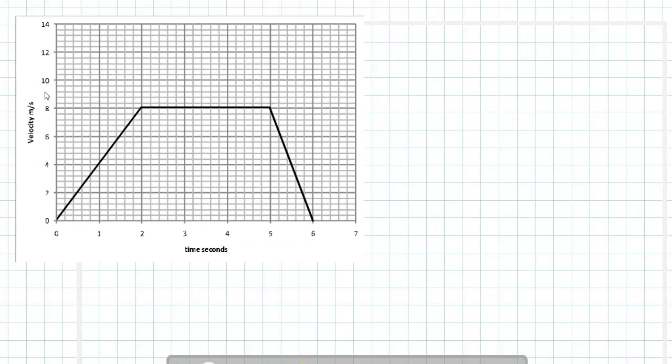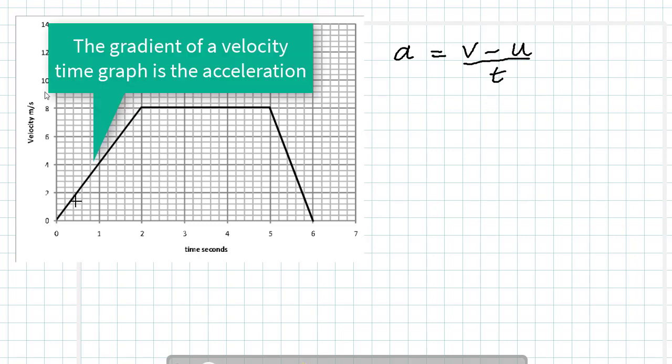One of the most important things we can get from a velocity time graph is the acceleration of the object at different parts of its journey. And we know we can work out the acceleration of any object because acceleration is equal to the final velocity, take away the starting velocity, and divide that by the time taken for that to happen. In other words, the acceleration on a velocity time graph is really the gradient of that part of the graph.